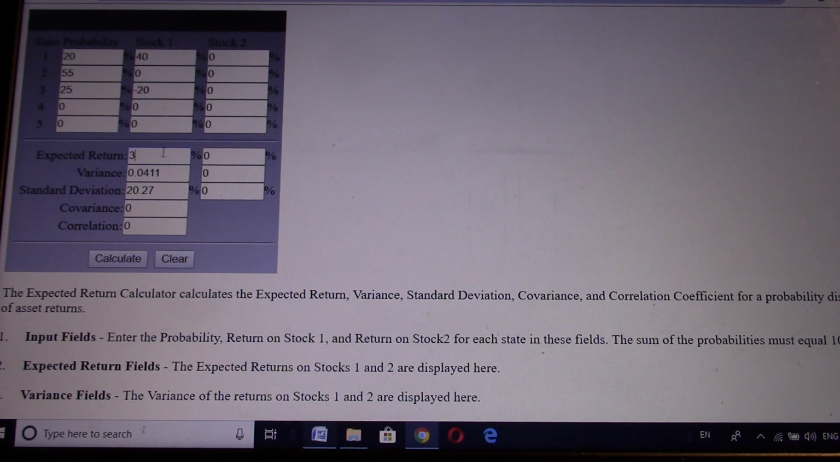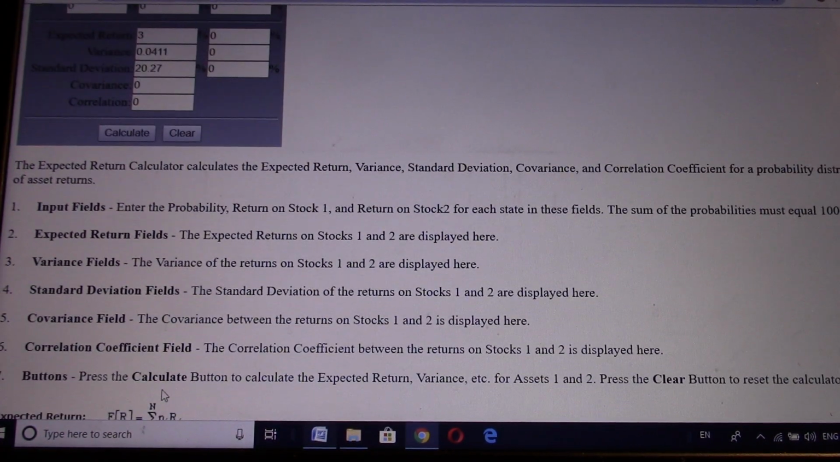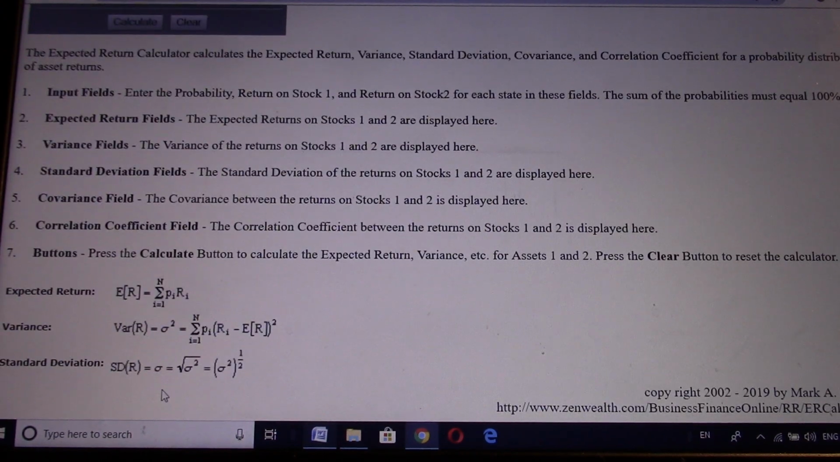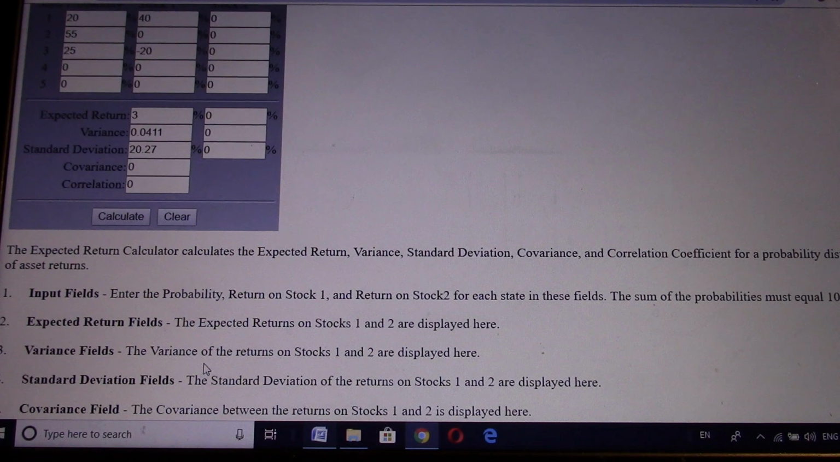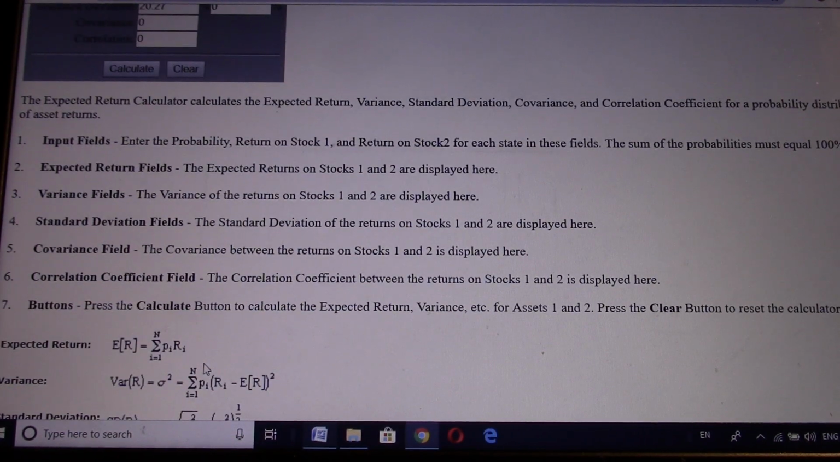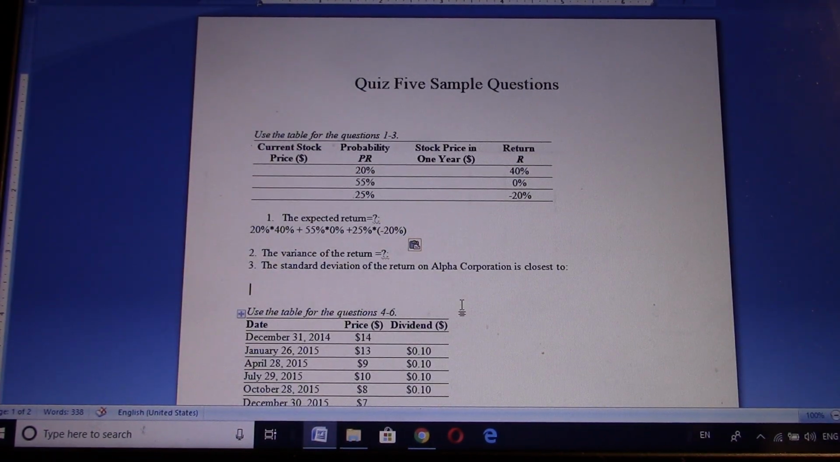You see the expected return should be 3%. You can use 20% multiplied by 40% plus 55% multiplied by 0% plus 25% multiplied by negative 20%, and you get 3%. Using the equation here, you will get a variance equal to 4.11%. Take the square root of the variance, and you get the standard deviation equal to 20.27%. You can give it a try using the math equation, but I won't do that here because it's too long. But you should get the same answers for question number 1, 2, 3.